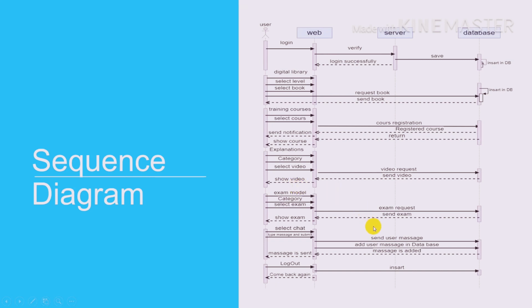The same method is repeated with the exam section. As for the chat room section, the message is written on the web page, then sent to the database for safekeeping, showing the student that it was sent. For logout, the database is told to save and return to the homepage.